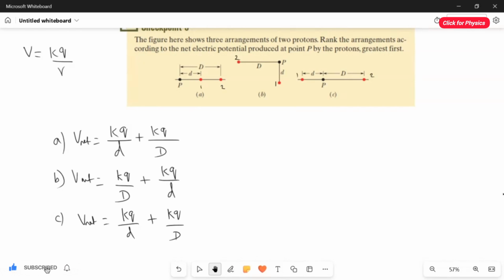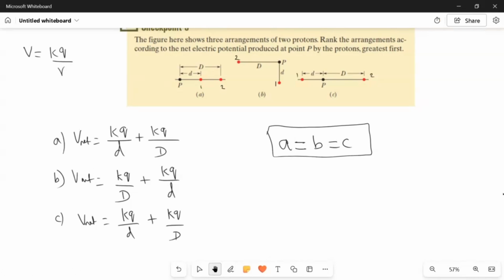Now we have to answer greatest first. If you see these three answers, all three look exactly similar. So there is no greatest, all have the same value. So we can give the answer: situation A equals B equals C. So this is the answer for this question. That's it. Thank you.